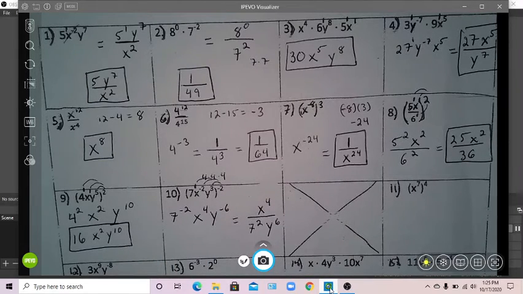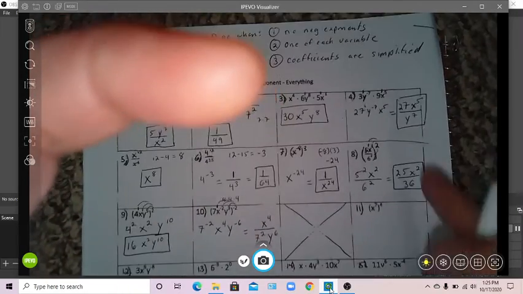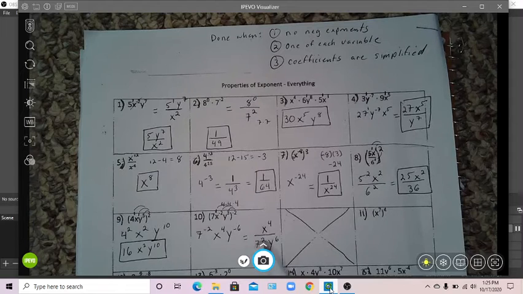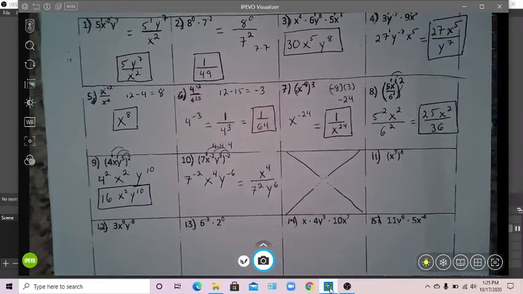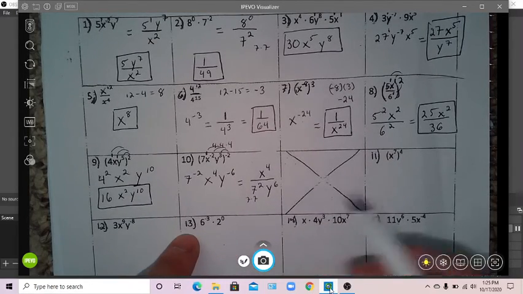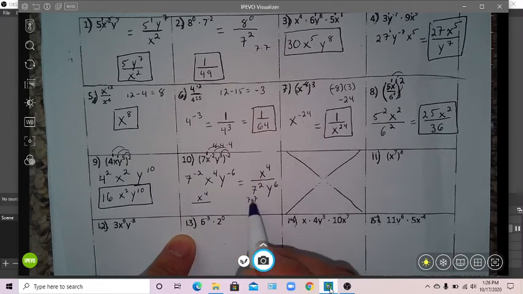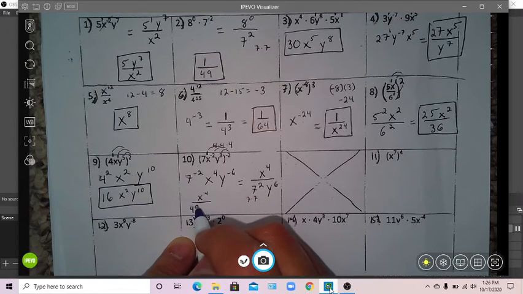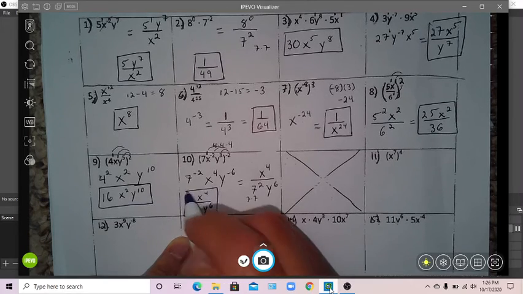And so let's go ahead and look at our checklist here. No negative exponents. We don't have any negative exponents. There's only one of each variable. There's an x to the 4th, y to the 6th. Coefficients are simplified, so we just need to simplify this coefficient of 7 here. 7 squared, that's 7 times 7, so that's 49. So my final answer is going to be x to the 4th in the numerator, 7 times 7 is 49, and then I have this y to the 6th also down there. There's my answer.